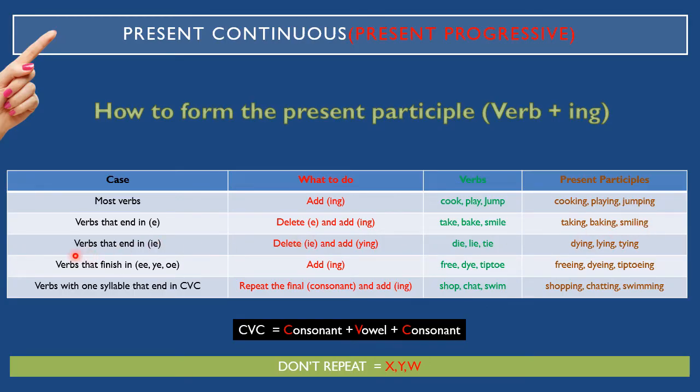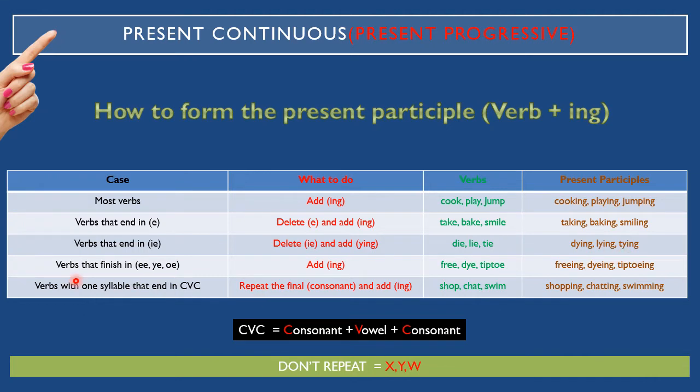The next one, verbs that end in IE. When a verb ends in IE, you need to delete IE and add YING. For example, die, dying, lie, lying, tie, tying. If you notice, in this one we have IE, but then for the present participle, we don't have IE because we erase IE and put YING. The same for lying and tying.